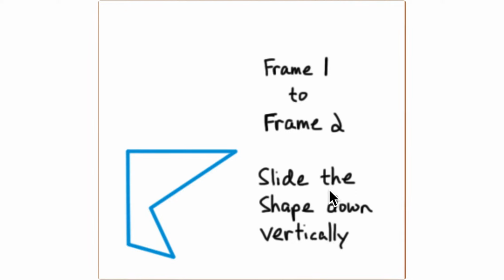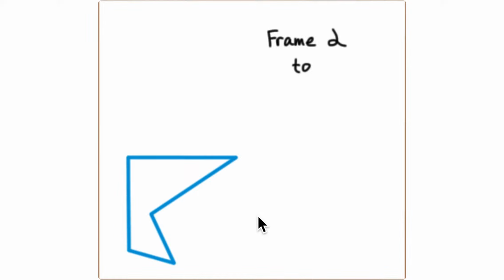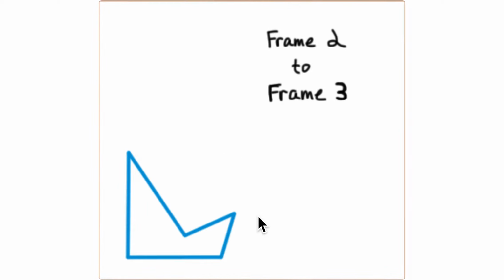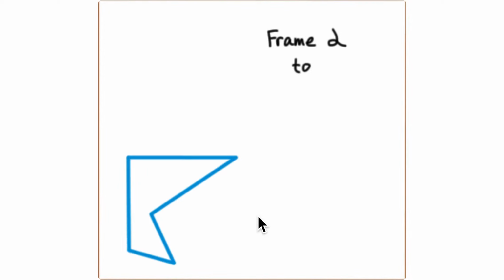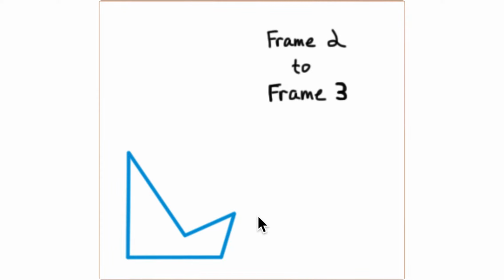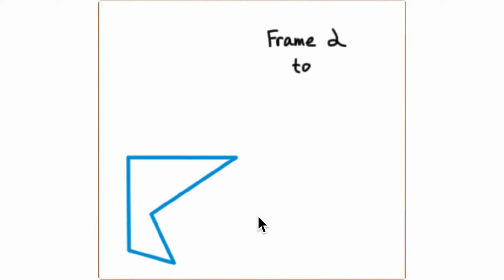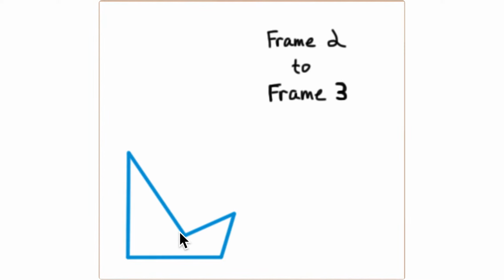So slide the shape down vertically, and then from frame 2 to frame 3, that shape is now going to rotate. And notice that it rotates, and it rotates 90 degrees. I'm going to show you that in a little bit more detail in a moment. But it's staying in the same space. So it's just rotating right in that spot 90 degrees.